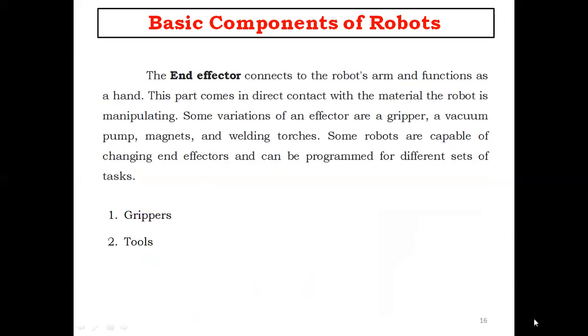The next component of a robot is the end effector. The end effector is connected to the robot's arm and functions as a hand. This part comes in direct contact with the material the robot is manipulating. Some variants of end effectors are grippers, vacuum pumps, magnets, and welding torches. These robots are capable of changing end effectors, and can be programmed for different sets of tasks. So we have grippers and tools also.